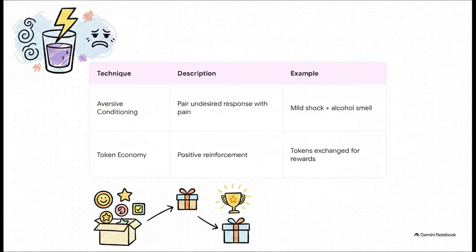Behavior therapists have a surprisingly vast practical toolkit to program better habits. For instance, there's aversive conditioning, which pairs an undesired response with a painful consequence. An example of this would be an alcoholic who might be given a mild electric shock while smelling alcohol, repeatedly pairing the two until the smell itself literally becomes aversive.